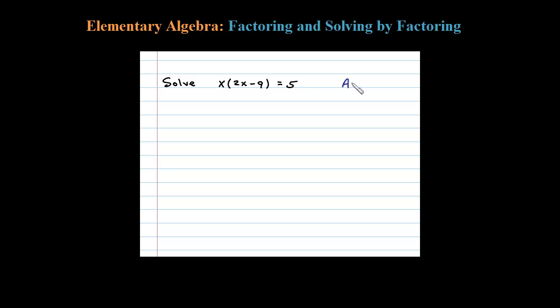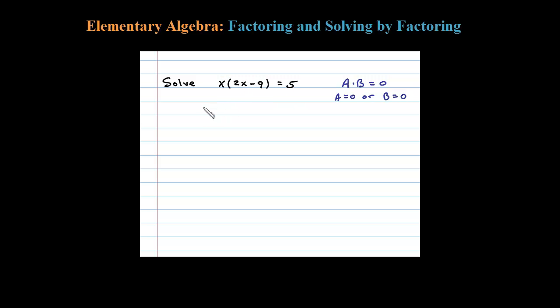Okay, the 0 property says a times b equals 0. Then you can say either a equals 0 or b equals 0. Okay, that only works when you have a 0 there, not a 5. So what we have to do here is get it in standard form and make it equal to 0.